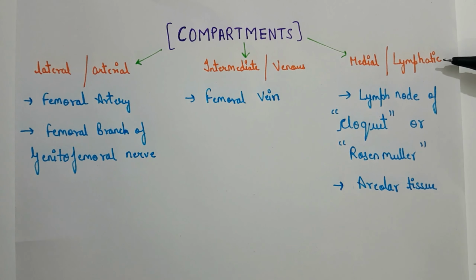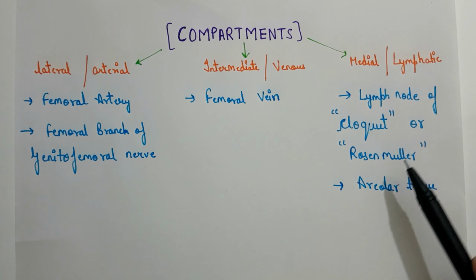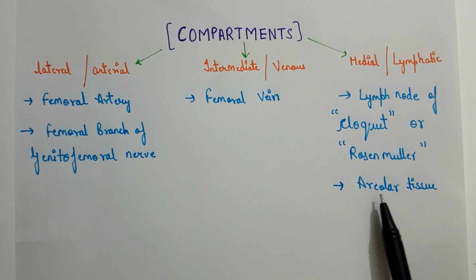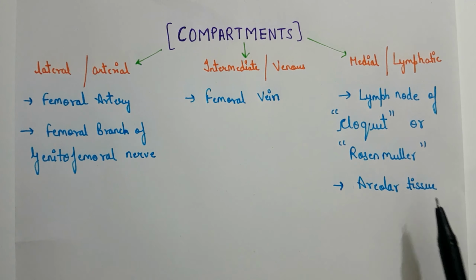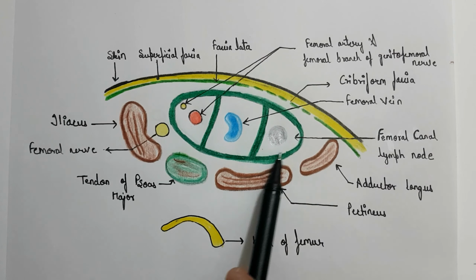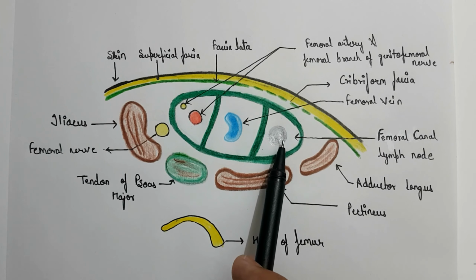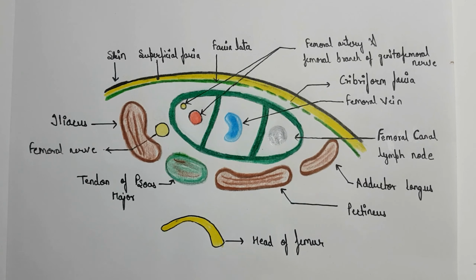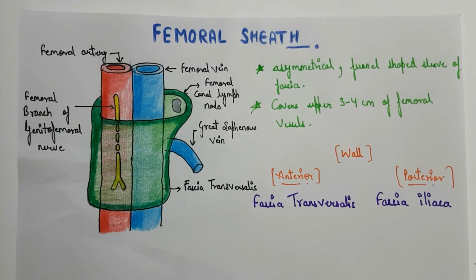The third compartment is the smallest compartment, that is known as the medial lymphatic compartment, and it is the structure that is referred to as the femoral canal. So the contents of the medial or the lymphatic compartment is the lymph node of Cloquet or the lymph node of Rosenmuller. It has some amount of areolar tissue as well. As you guys could see in this diagram, the medial or the lymphatic compartment has only one structure, that is the lymph node of Cloquet or Rosenmuller. So guys, this was all about the femoral sheath.